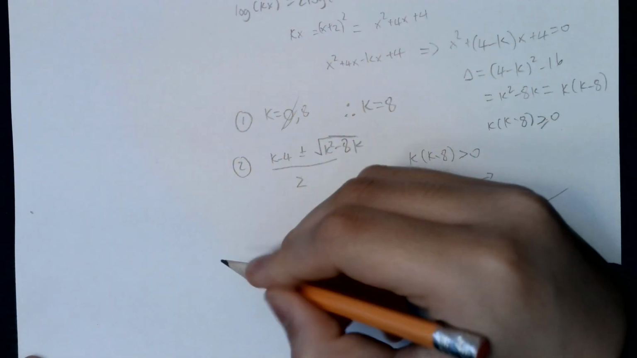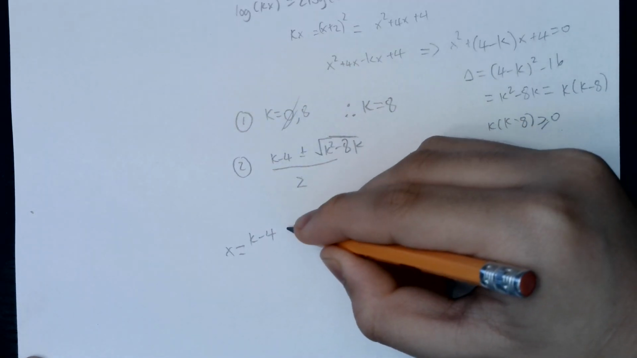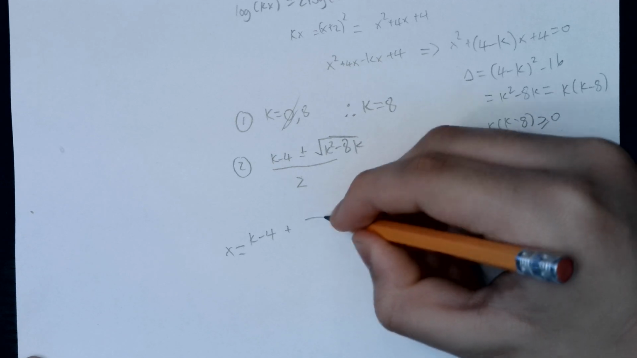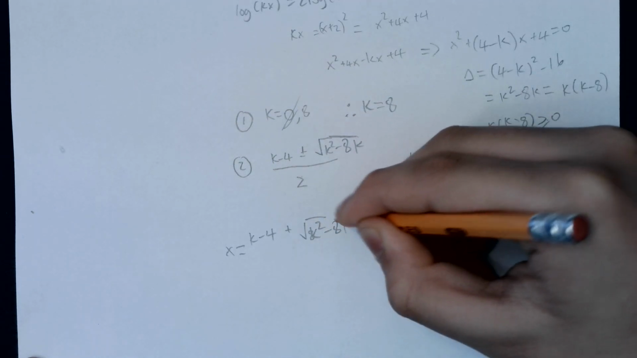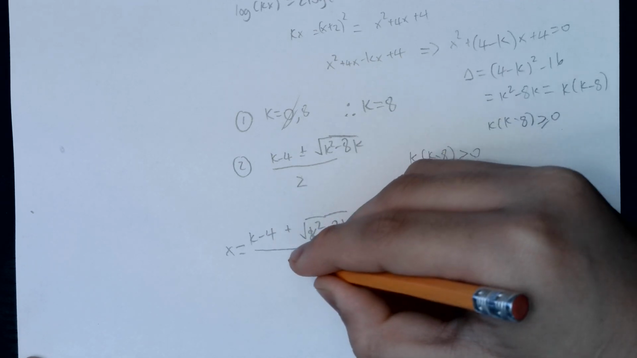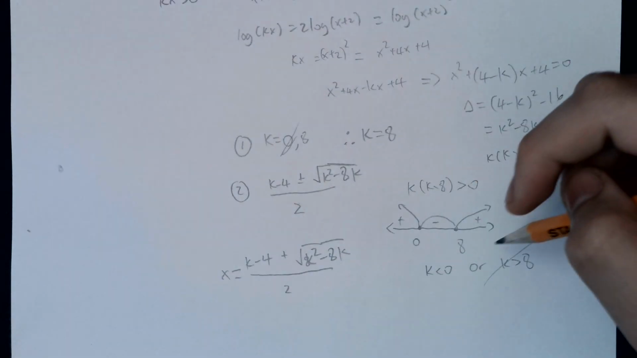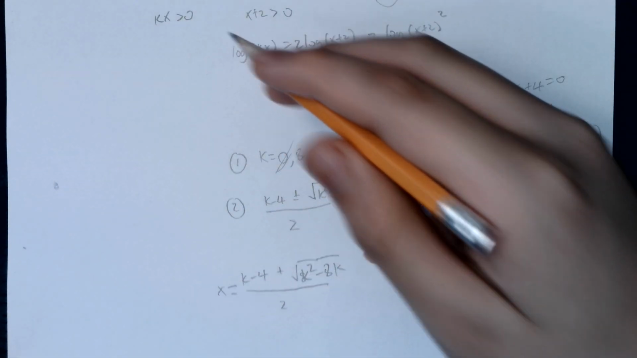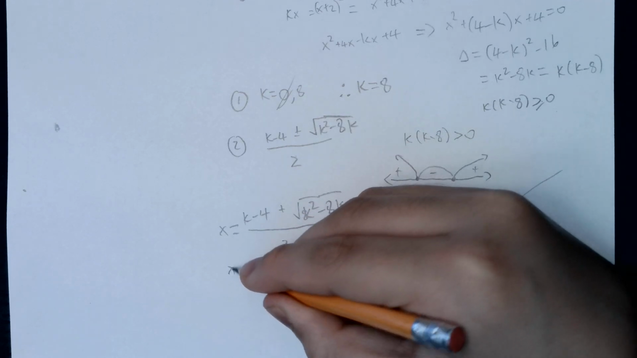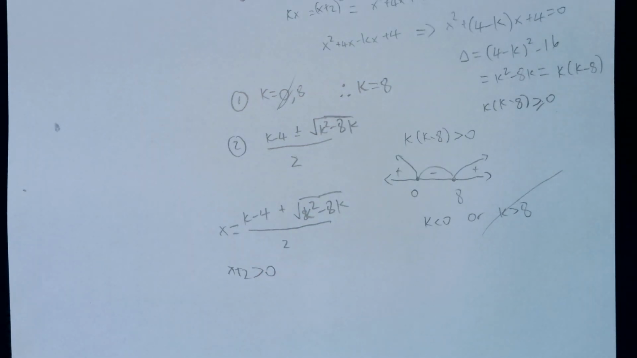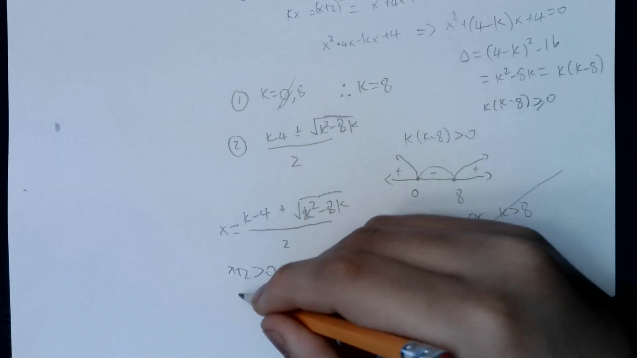And from this, we write out this equation. So x is going to equal k minus 4. For this case, we'll write plus instead of minus, plus the square root of k squared minus 8k, divided by 2. And going back to our domain here, since we know that k is going to be smaller than 0, we can obviously see that this is going to be correct, as x is going to be negative. So from this, we can also write out that x plus 2, which is going back to our domain, should be bigger than 0.